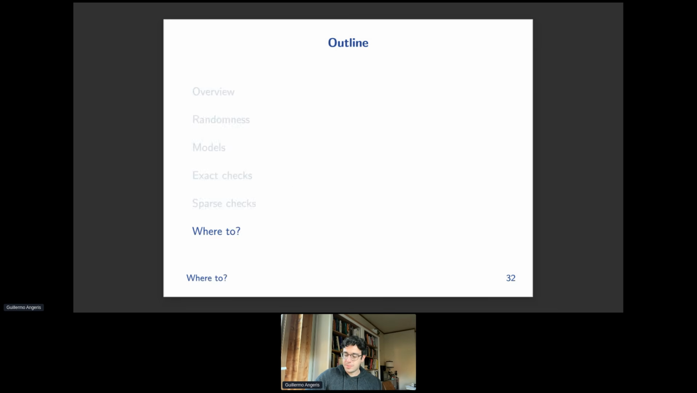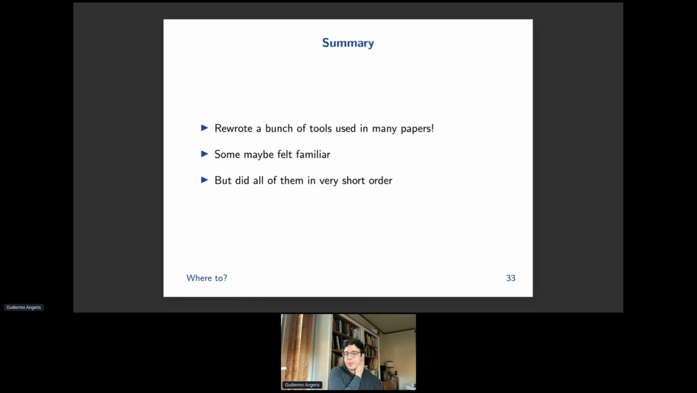Okay, so where to from here? We rewrote a bunch of tools, right? We rewrote Schwartz-Zippel and a bunch of other similar things. Some of them hopefully felt familiar if you know a bit about ZK and stuff like that. But the point is that we covered all of these things in a span of 30, 40 minutes or so. This shows you the power of the notation and the ability to take a bunch of things, imply one from the other, and concatenate them in a variety of ways, and really think of them as mathematical Legos that you can use to place things together. That's the high-level idea here.